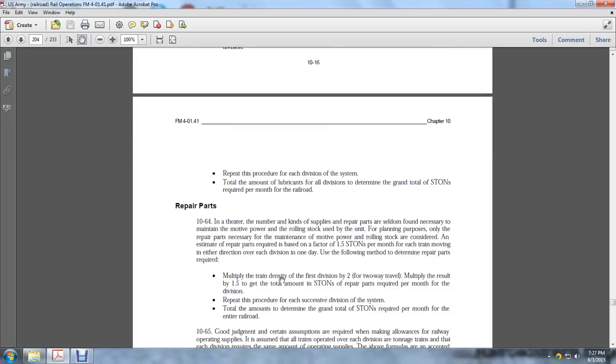In another category, the kinds of supplies for repair parts are seldom found and are necessary. For planning only, the repair parts for maintaining the motive power and rolling stock are considered estimated. The repair parts required are based on a factor of 1.5 short tons per month for each train moving in either direction. Use the following method to determine the repair parts for each division. Multiply the train density of the first division by 2 for two-way travel, and multiply the result by 1.5 to get the total short tons of repair parts required for that division. Repeat the procedure for each successive division of the system. Total the amounts to determine the grand total of short tons required per month for the entire railroad.